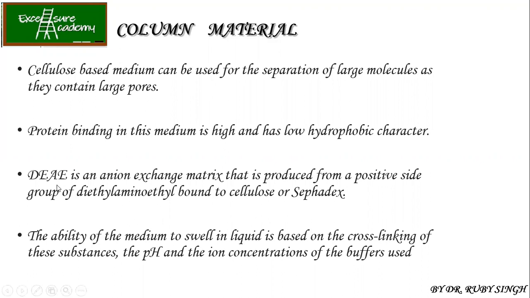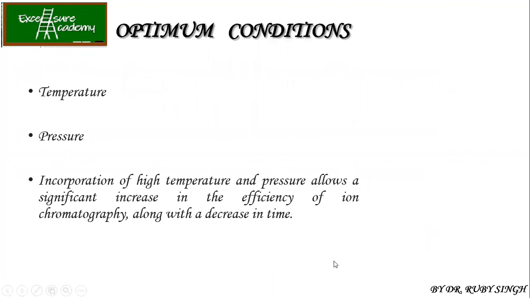So you have got DEAE as an anion exchanger, as mentioned before, and then you have got SP Sephadex as a positive group having. Now the ability of the medium to swell in liquid is based on the cross-linking of these substances. So what you do is, it comes out as a powder, so you put it into the buffer overnight and next day you put it into the column.